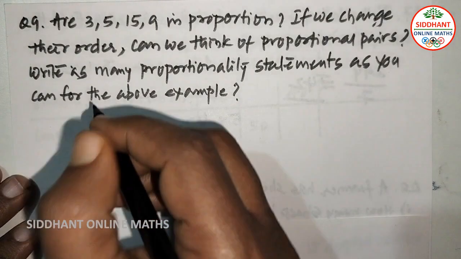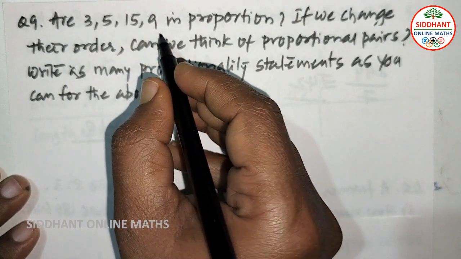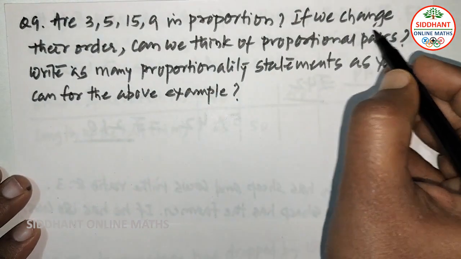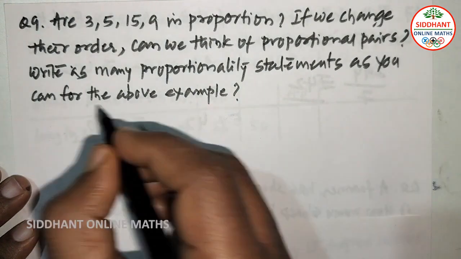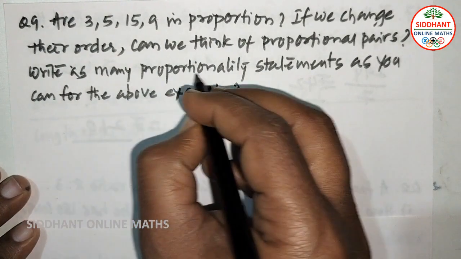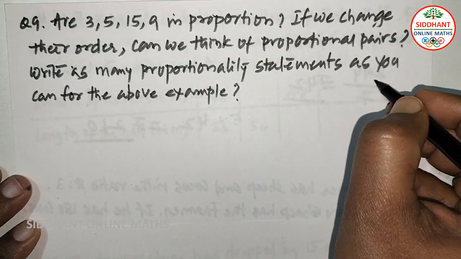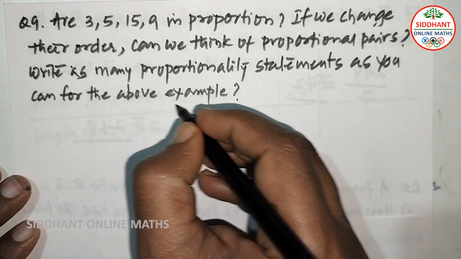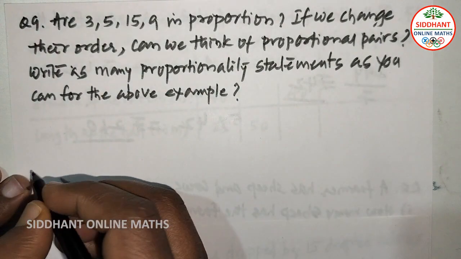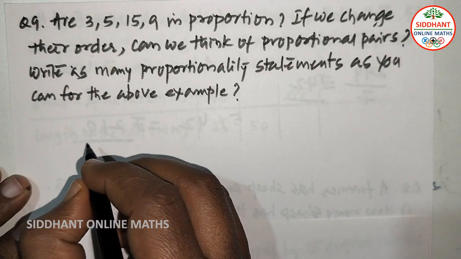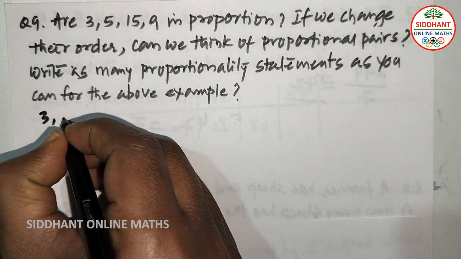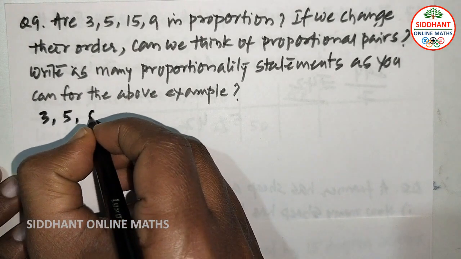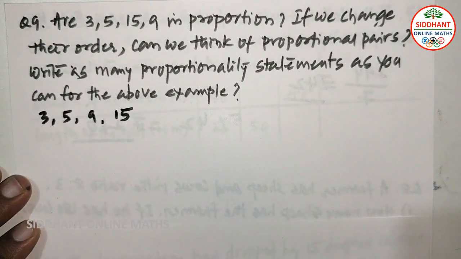Question number 9. Are 3, 5, 15, 9 in proportion? If we change their order, can we think of proportional pairs? Write as many proportionality statements as you can for the above example. So here we are going to see numbers 3, 5, 9, 15.